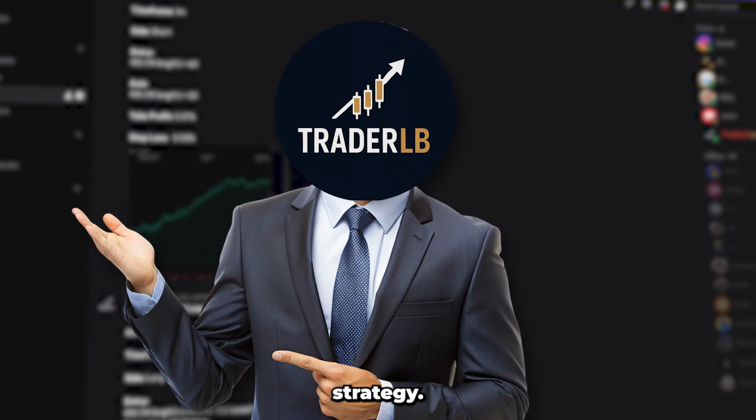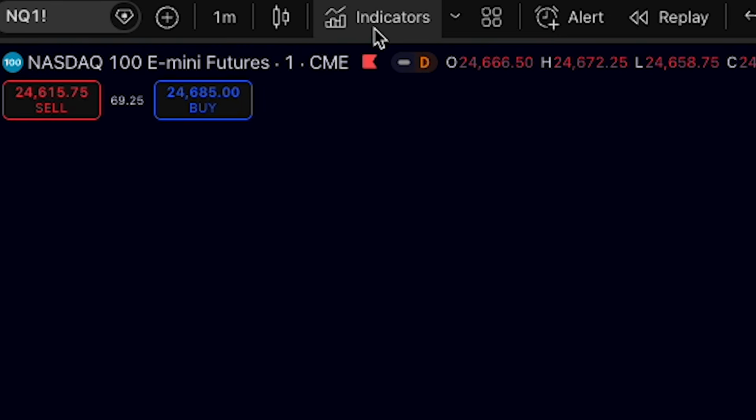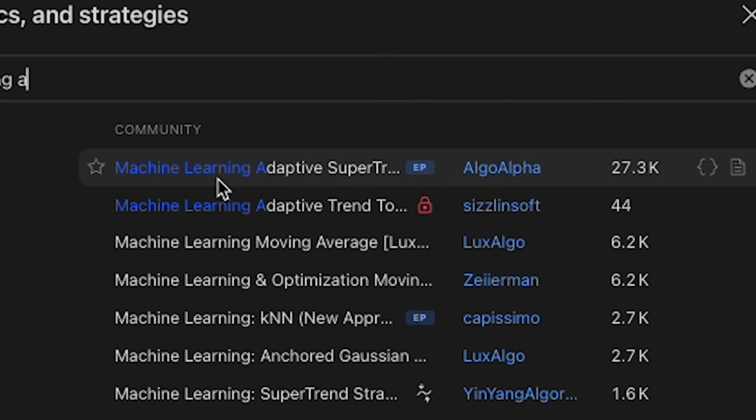Now let me show you how to set up the strategy. First, we're going to go to tradingview.com, then go to NASDAQ futures on the 1 minute time frame. Now click on indicators at the top and add machine learning adaptive supertrend by Algo Alpha.